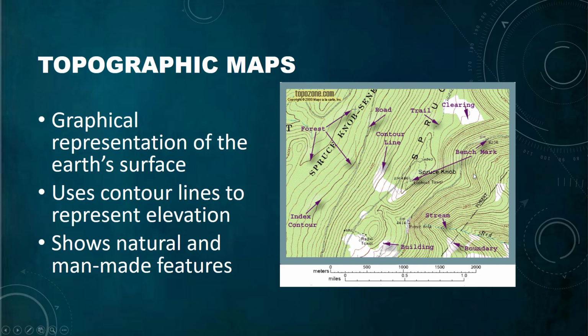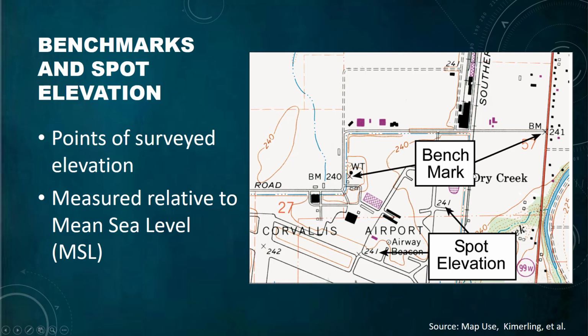So benchmarks and spot elevations are places that have been surveyed, and their distance relative to mean sea level has been calculated. So remember, mean sea level is not exactly the same all the way around the Earth, right? It fluctuates a little bit, but it gives us a basis for measuring elevation, right? So in this particular case, we have a couple of benchmarks here, and they're always marked with this benchmark and then the elevation and then a little X to show you where the surveyed point actually was.